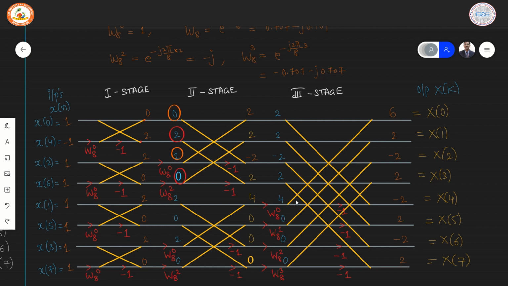Next, 2 added with 0, sum is 2, the difference is also 2. Minus 2 with 0, sum is minus 2, difference is also minus 2. Next, 2 and 0, sum is 2, difference is 2.